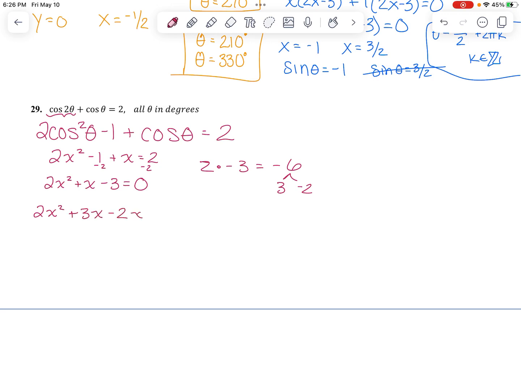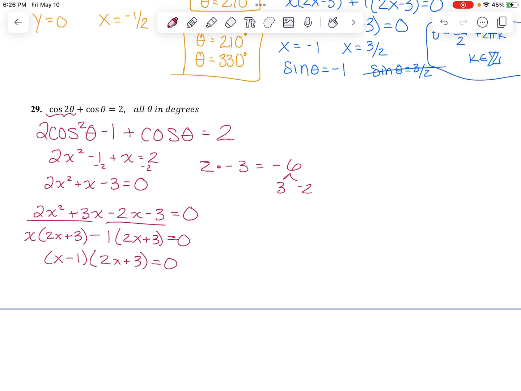2x squared plus 3x minus 2x minus 3 equals 0. First group factors out an x, leaving me with 2x plus 3. The second group factors out a negative 1, leaving me with 2x plus 3. Remember, those parentheses have to match, otherwise there's a problem. So I get x minus 1 and 2x plus 3. Set them both equal to 0. This gives me x equals 1. Set that one equal to 0. I'd subtract the 3, divide by 2. I get negative 3 halves.